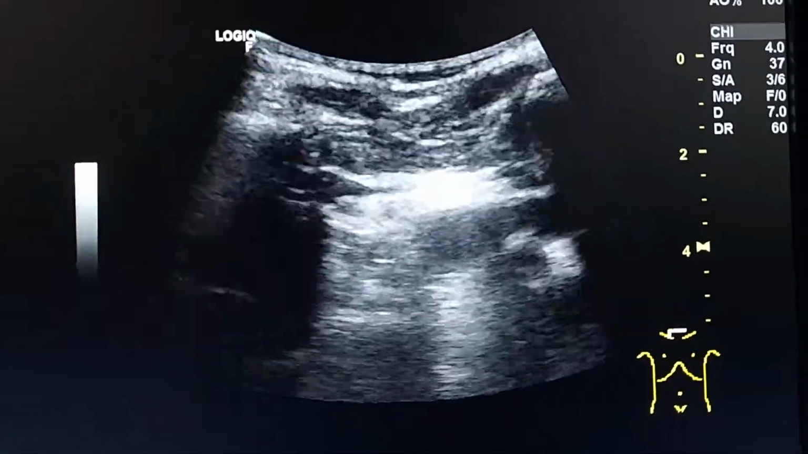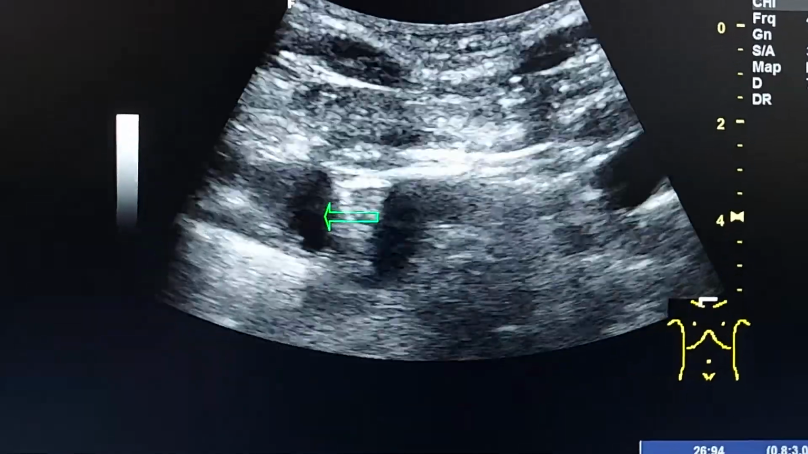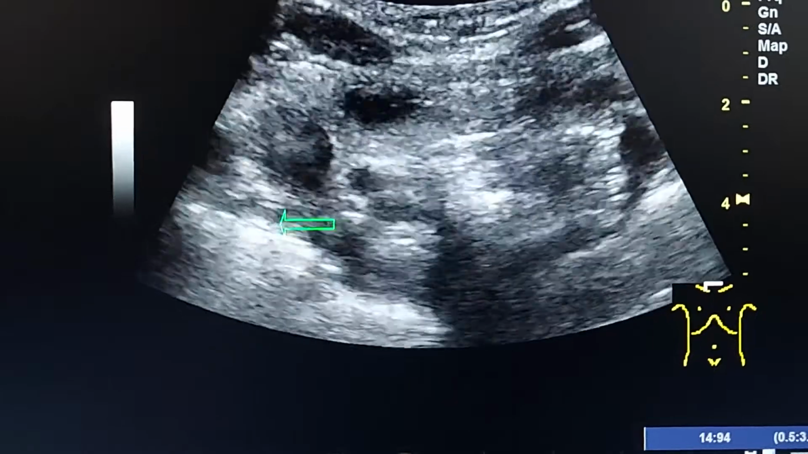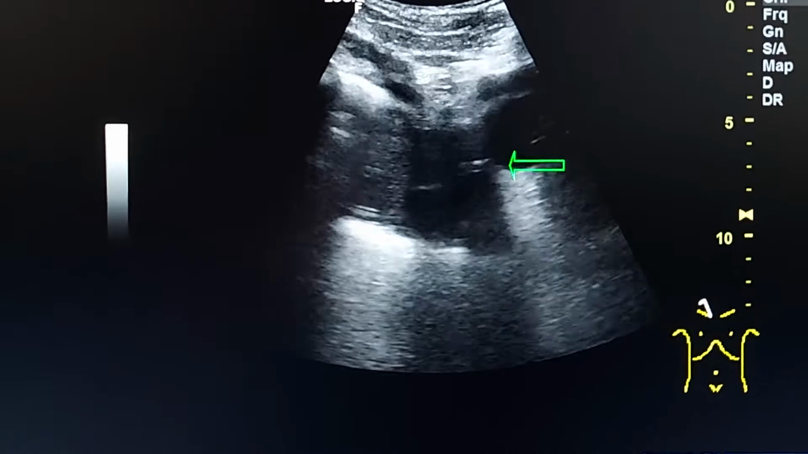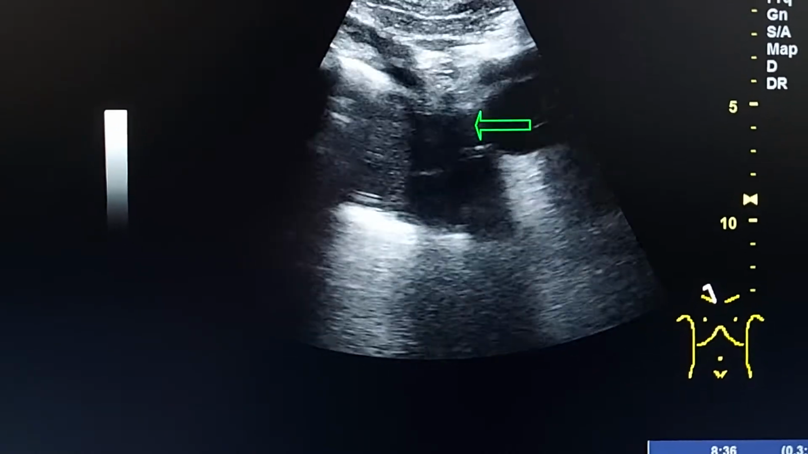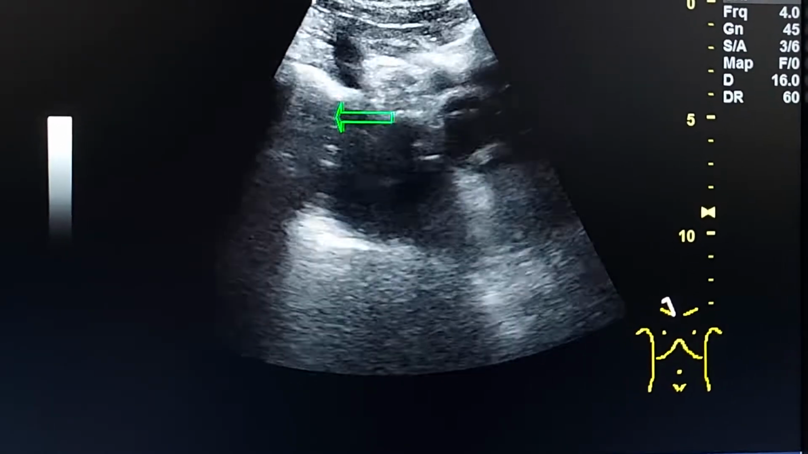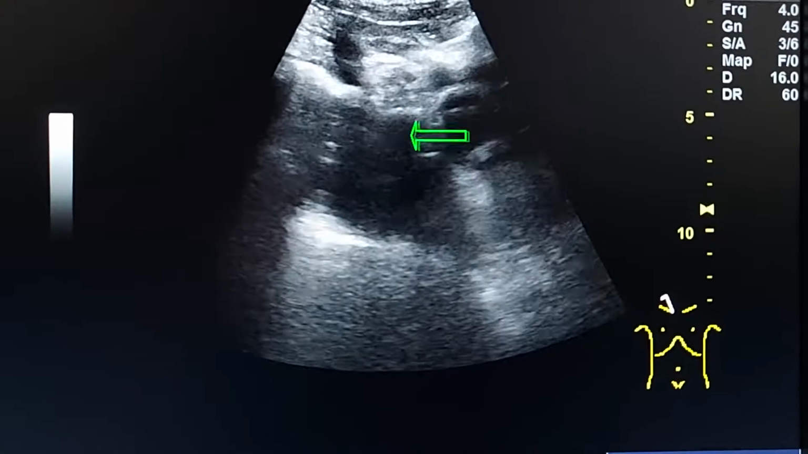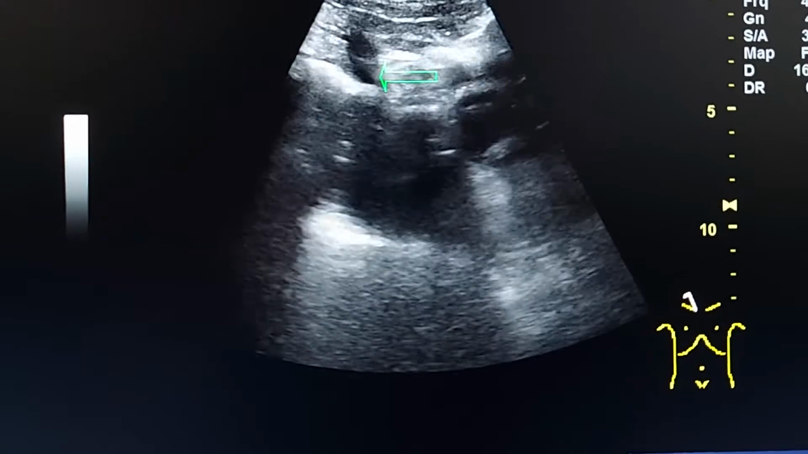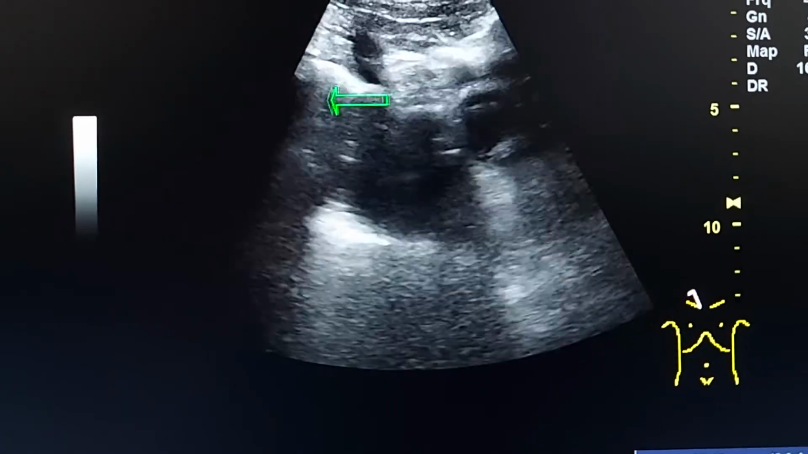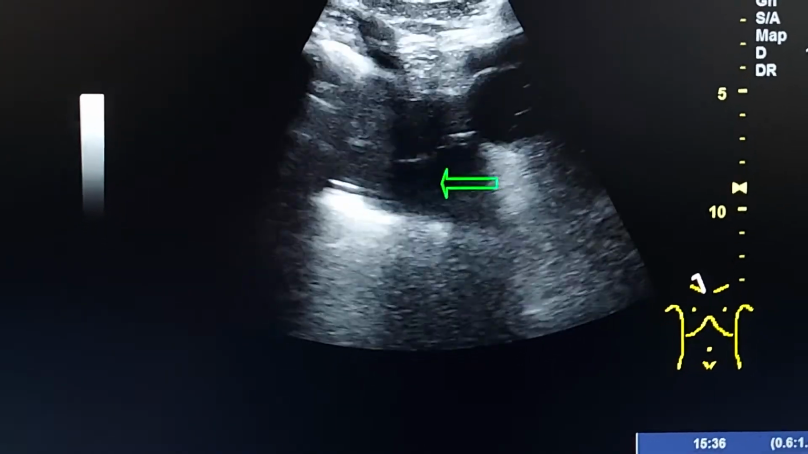Here we follow the internal jugular vein. We see here its confluence with the right subclavian vein. And here behind the right sternoclavicular joint we see a hypoechoic lesion just behind the confluence of the right internal jugular vein and the right subclavian vein, compressing it anteriorly.